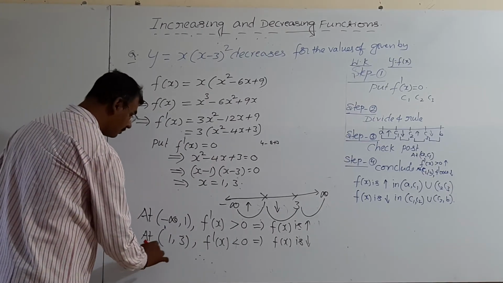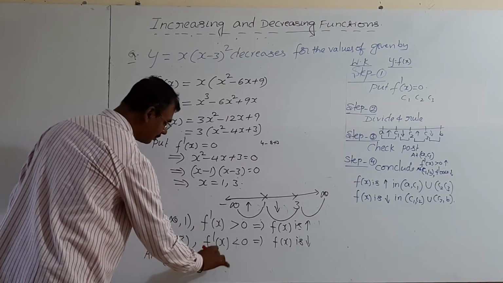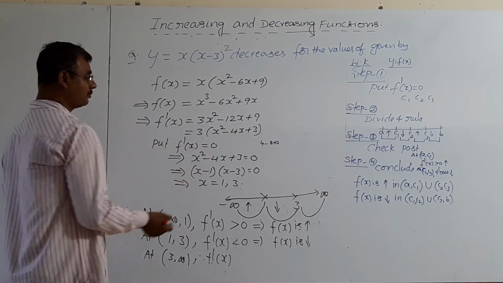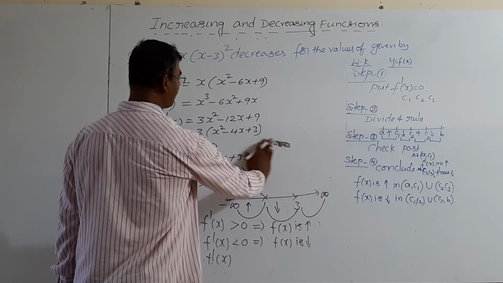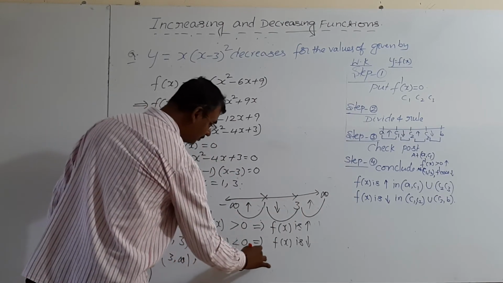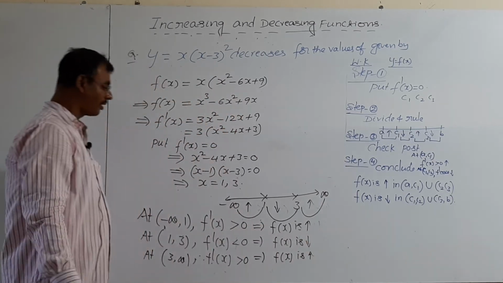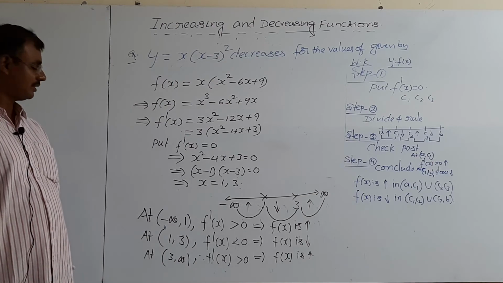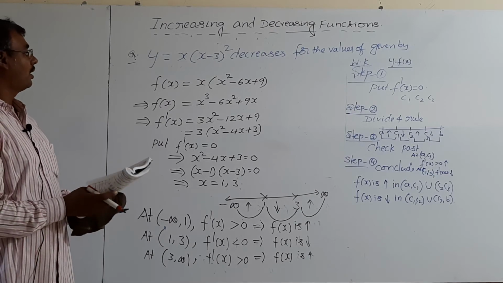Next, at 3 to infinity, this might be positive. Take any number, 4. 4 square, 16 minus 16 plus 3. Yes, it is a positive number, so greater than 0. So f of x is increasing. Therefore, in which interval is the function decreasing? In 1 comma 3. So x lies between 1 and 3.